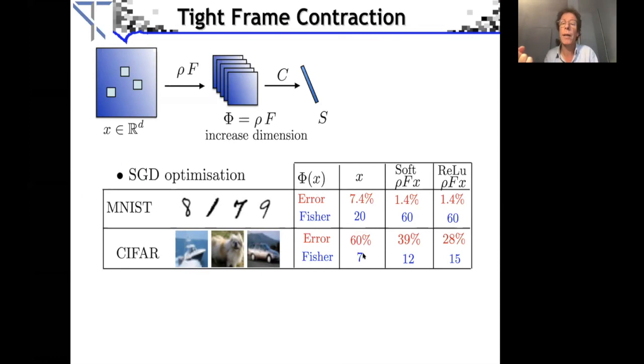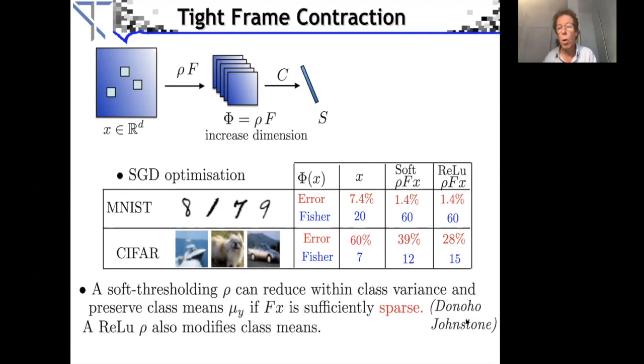When you apply a contraction that you learn with a stochastic gradient optimization, so you're going to learn the tight frame, and then you apply soft thresholding, the Fisher ratio, as expected, is going to increase a lot because you reduce the variance, and the classification error decreases by an important factor. And it's about the same result that you get if you use a relu. Now, if you do the same on CIFAR, then same phenomenon, the error is reduced by about a factor of 2, but a relu is much better than a soft thresholding here. So you see that the nonlinearity here plays a role.